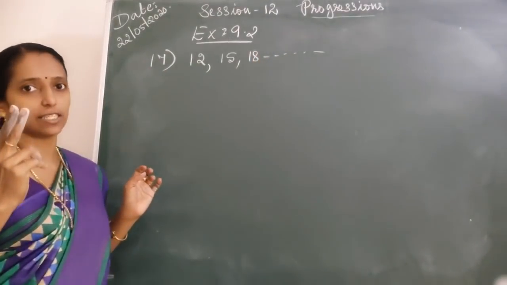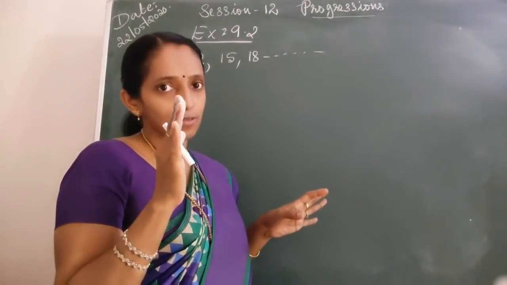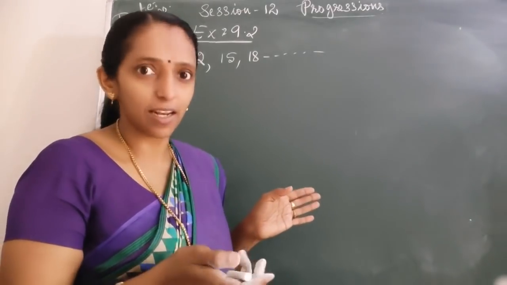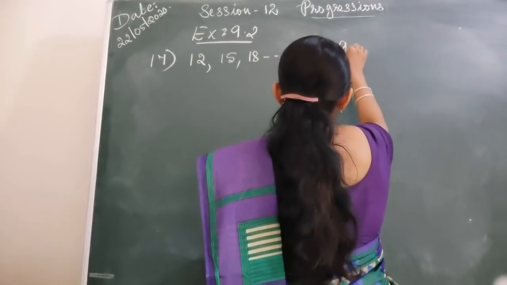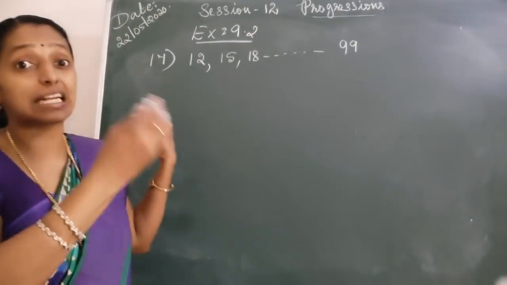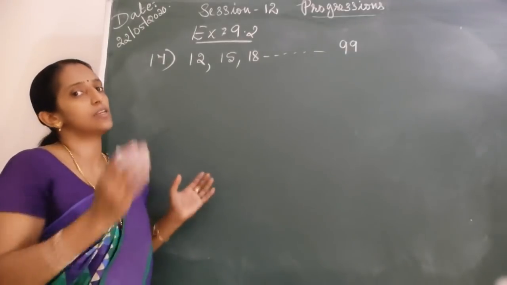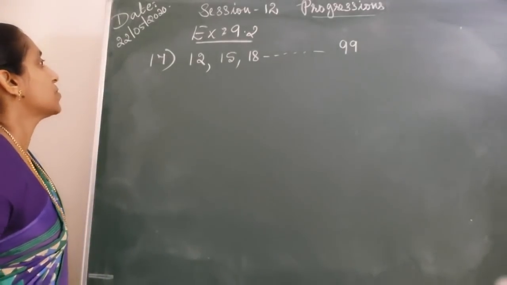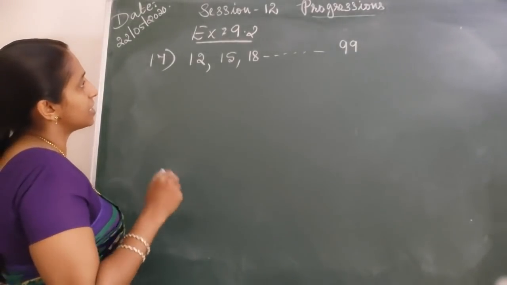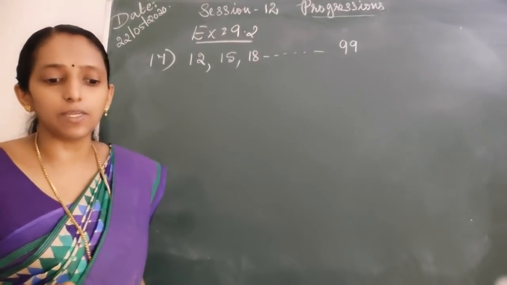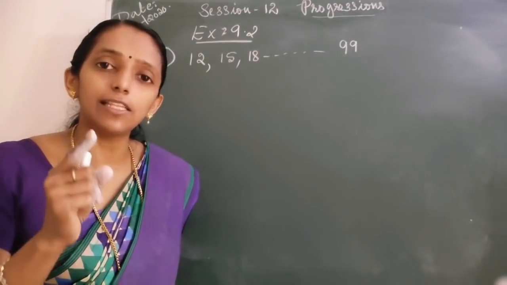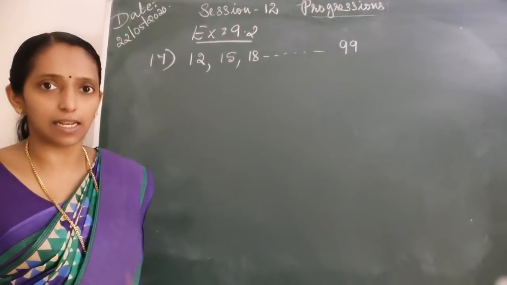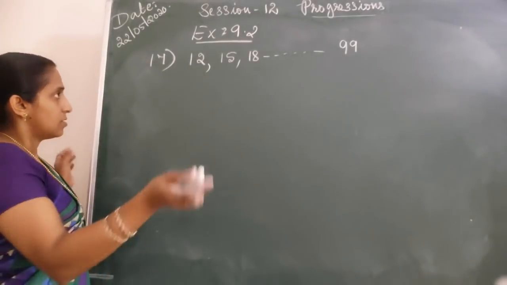We need only 2-digit numbers. 100 is a 3-digit number, and before 100 the multiple of 3 is 99. So the last term is 99. If it is a 3-digit or 4-digit number, you can find the multiples by dividing. So you got the sequence 12, 15, 18, etc., and the last term is 99. Now can you calculate the value of n? You can, because the last term is given as 99. So do it by yourself.